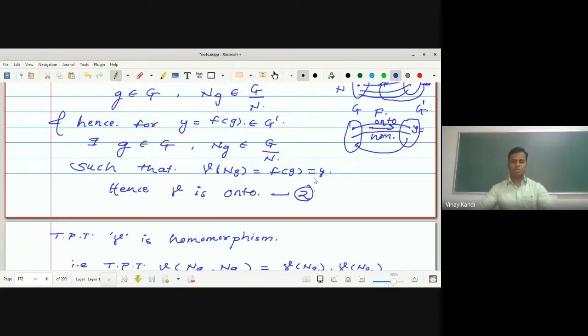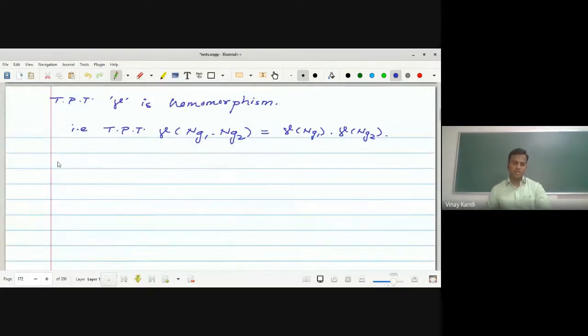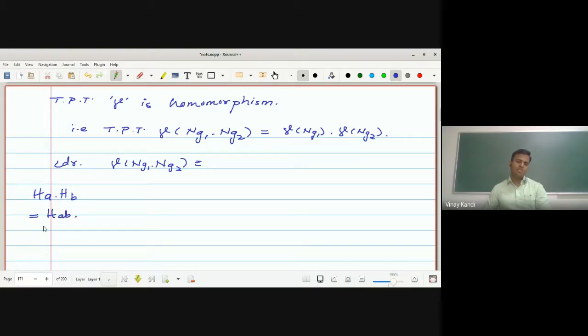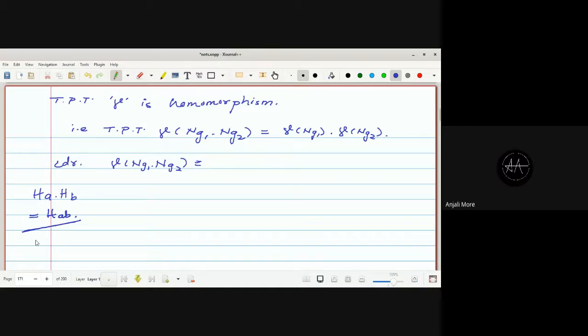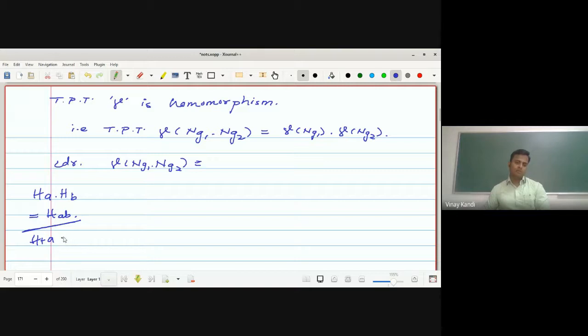Now consider the left hand side of the above equation. Consider gamma of ng1 into ng2, which is equal to what? Ha into hb is equal to what? Hab. Is it correct? Yes, sir. Or h plus a plus h plus b. So what do we write? H plus a plus b, right? Yes, sir.